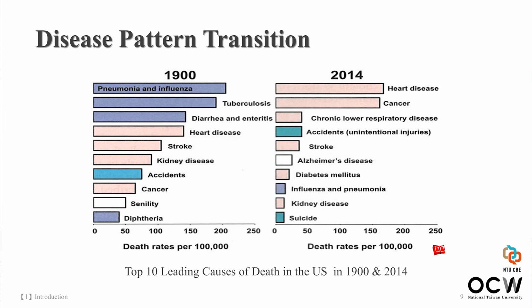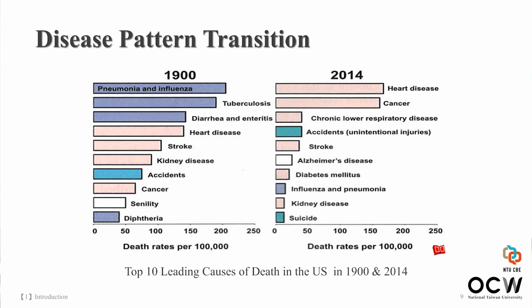Back to the beginning of the 20th century, the leading cause of death is pneumonia and influenza. It's kind of pneumonia caused by influenza for most of the cases. And tuberculosis, which is also an infectious disease. Diarrhea and enteritis, which is a group of the GI infectious disease, right? Heart disease, stroke, and so on. Okay? But the top three diseases were infectious, right?